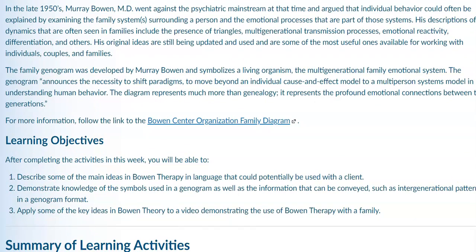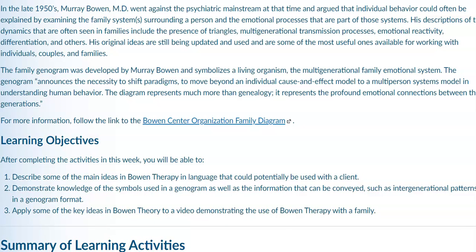The objectives are as follows: to describe some of the main ideas in Bowen therapy and language that could potentially be used with a client, to demonstrate knowledge of the symbols used in a genogram as well as the information that can be conveyed, such as intergenerational patterns in a genogram format, and to apply some of the key ideas in Bowen theory to a video demonstrating the use of Bowen family therapy with a family.